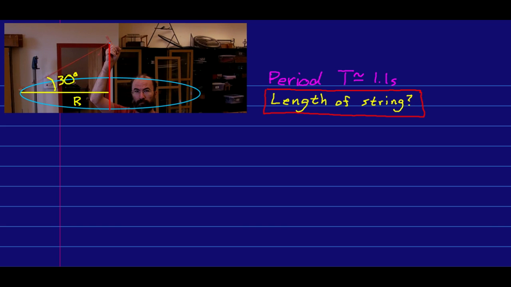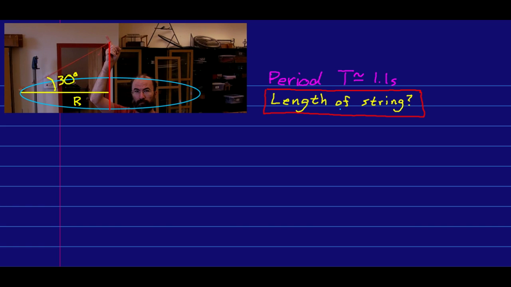So just a rough measurement on the screen has told me that this string is at about a 30-degree angle, and I timed the revolutions and found that the period is about 1.1 seconds. And I'm going to show that we can determine the length of the string.